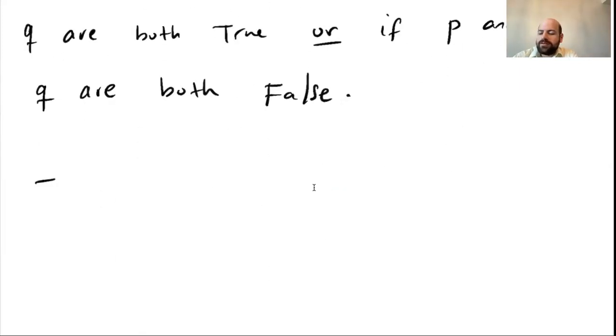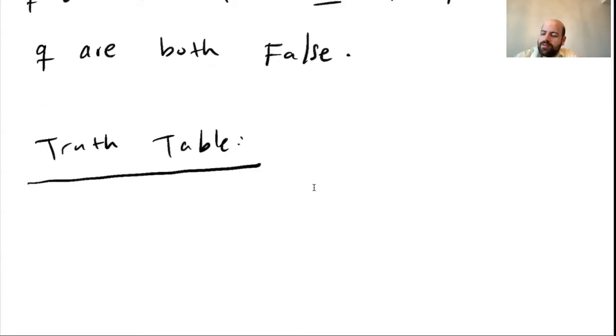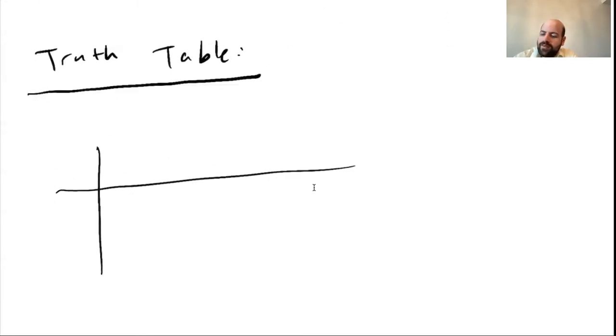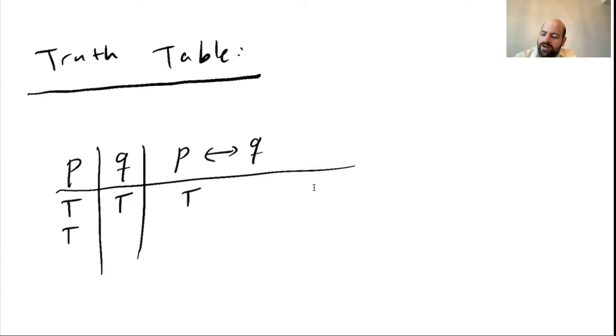So the truth table looks like this. If you have a table like this, P, Q, and then P if and only if Q. If both P and Q are true, this will be true. If one of them is true, one of them is false, this will be false. And if both of them are false, this will be also true.